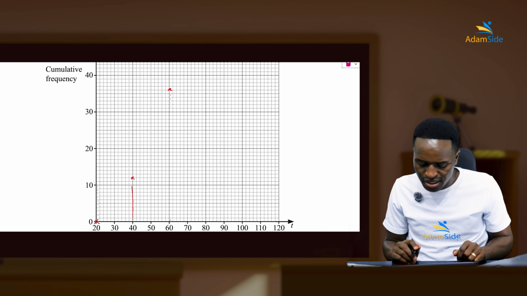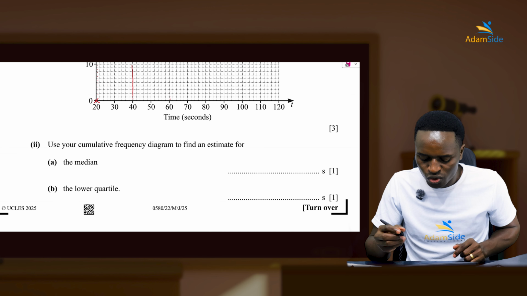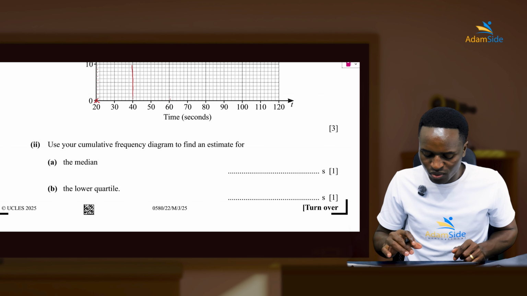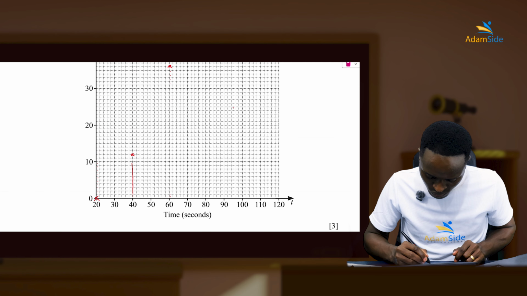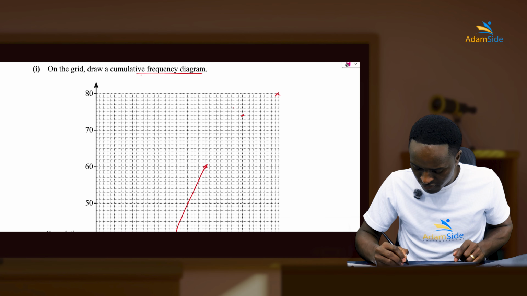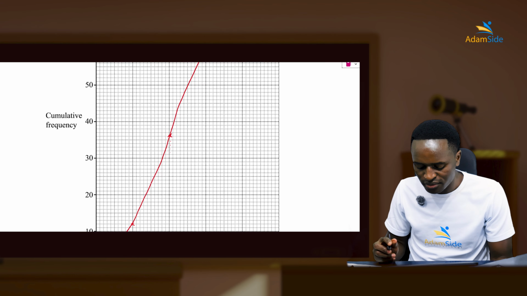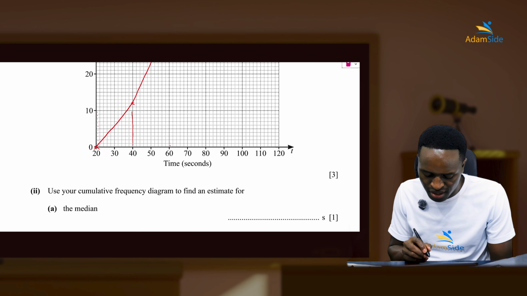Now they say use your cumulative frequency diagram to find an estimate. So we need to draw our cumulative frequency curve. You draw it freehand, and we don't use a ruler.